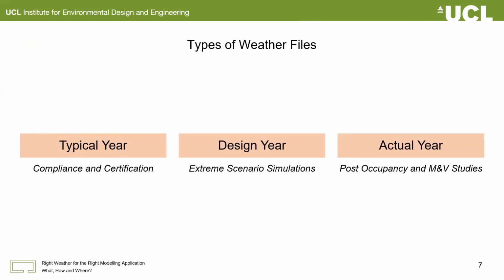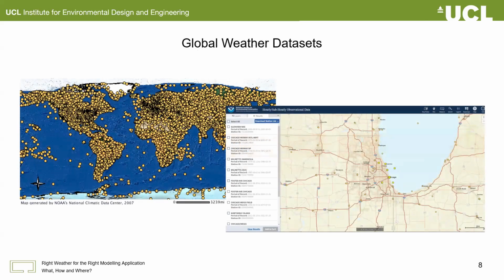For example, for extreme scenario modeling, you would be using design years. These may be post-processed data with extreme weather projections, or even an actual year where extreme weather has occurred. In post-occupancy measurement and verification studies and calibration applications, the actual weather files are used and are often for that specific location.